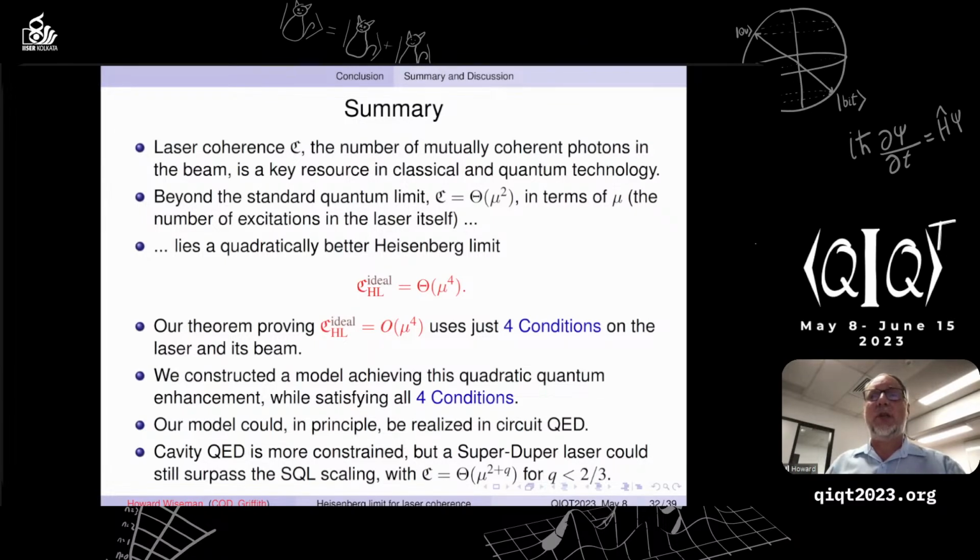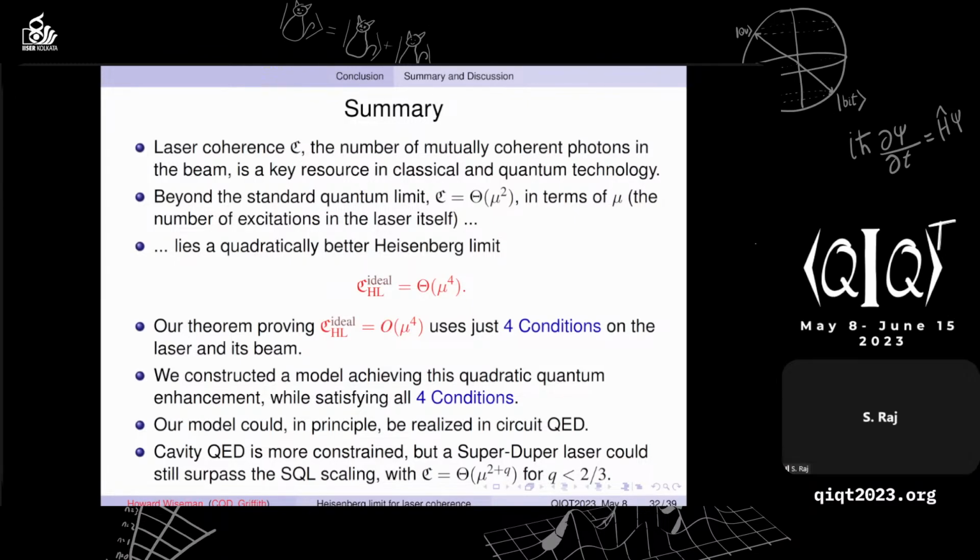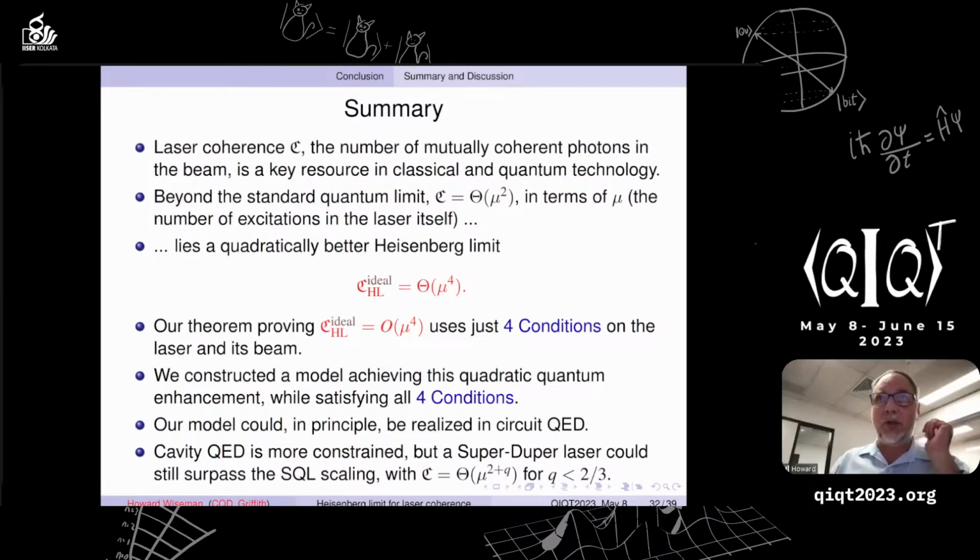And what we showed in 2020 is that beyond the standard quantum limit, which is the coherence scaling like mu squared, in terms of the mean number of excitations in the laser itself, mu, there is a quadratically better Heisenberg limit. In other words, a coherence scaling like mu to the 4th. Our theorem proving this scaling places just 4 conditions on the laser and its beam, and you saw what they were. We constructed a model achieving this quadratic enhancement while satisfying all 4 conditions, and so that's how we proved it as a Heisenberg limit. First we proved that it's the maximum you could achieve, and then we proved that it's achievable.